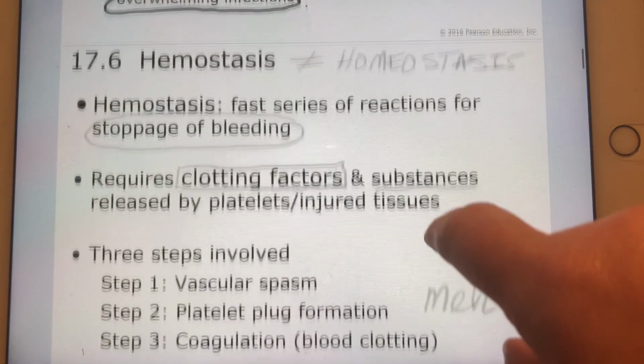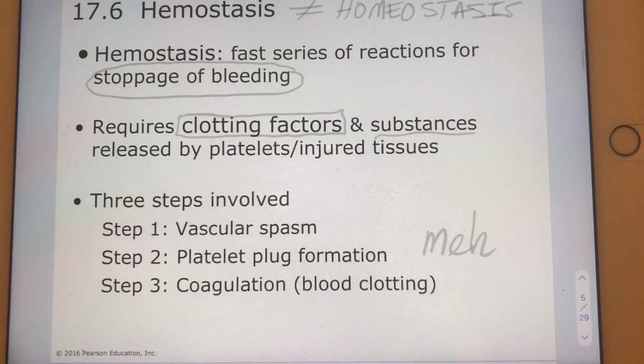Hemostasis is a very big ball of wax. It is a series of many steps that help us to cope with the challenge of blood loss. And in the mix are many molecules, many of which are proteins, that are called clotting factors, as well as other substances that are released by platelets and or released by injured tissues. And there are three major steps involved.